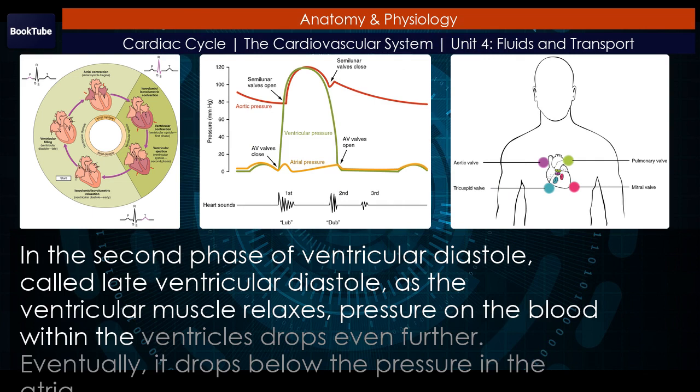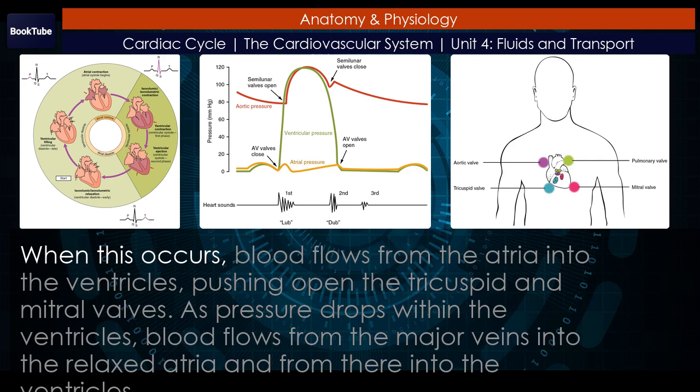In the second phase of ventricular diastole, called late ventricular diastole, as the ventricular muscle relaxes, pressure on the blood within the ventricles drops even further. Eventually, it drops below the pressure in the atria. When this occurs, blood flows from the atria into the ventricles, pushing open the tricuspid and mitral valves.